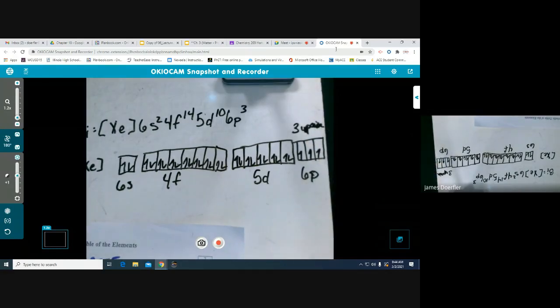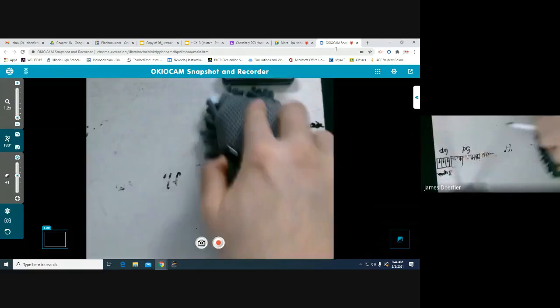You can't read that. It's supposed to say unpaired. I ran out of room. So one of the things you want to remember is give yourself plenty of space. Okay? All right.